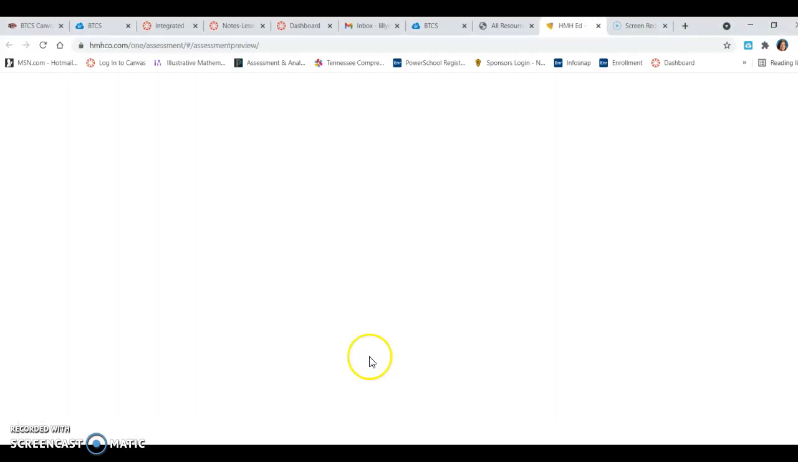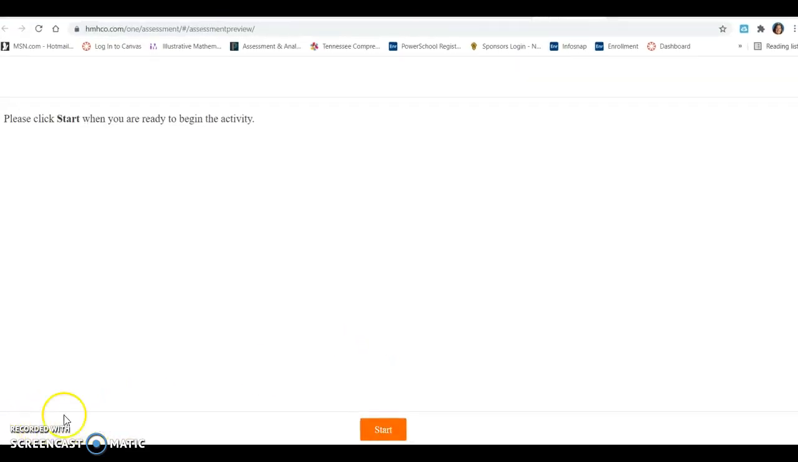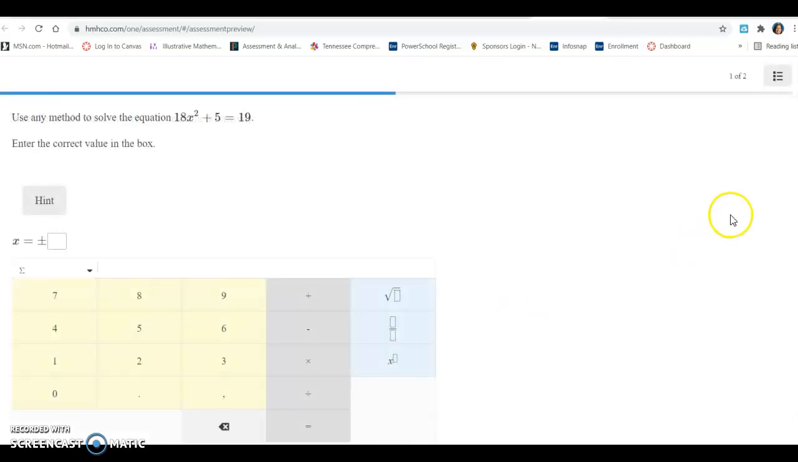Alright, so we're going to look at a couple examples both here and I have a couple more on my screen, and we're going to go through a couple examples, try to make sure that you are ready to go. It says use any method to solve the equation 18x squared plus 5 equals 19.